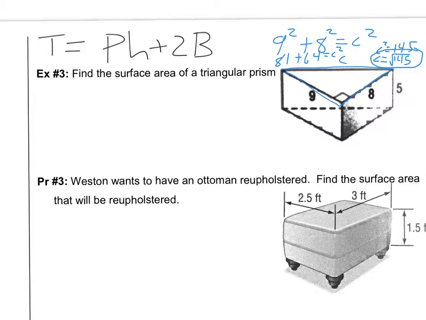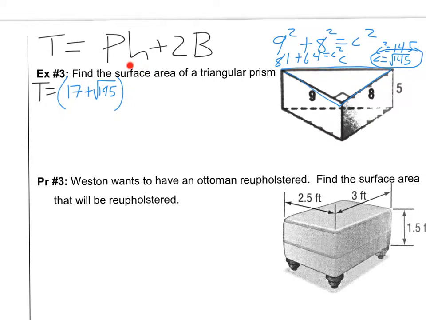So what's the perimeter of my base, or the perimeter of that triangle? It's 9 plus 8, which is 17, plus the square root of 145. So as I go to plug all this into my formula, first thing I'm going to plug in is the perimeter. And I'm actually just going to write it like this for now. 17 plus the square root of 145. Later I'll plug this into a calculator, I'll get an actual decimal answer, but for now, that's my perimeter.